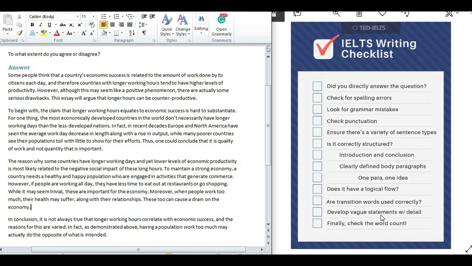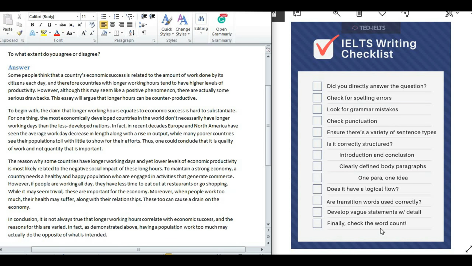You must develop vague statements with detail. Do I have any vague statements? Yes, I have some vague statements. They are the first statement in a paragraph because a topic statement should be very broad. A vague statement is okay as long as you develop it further, giving details or examples.